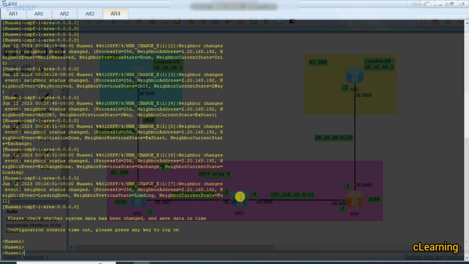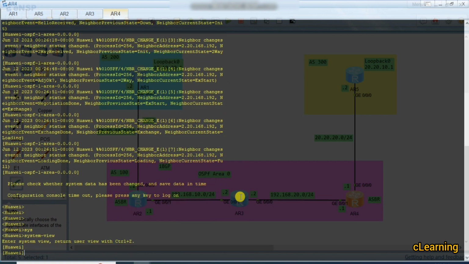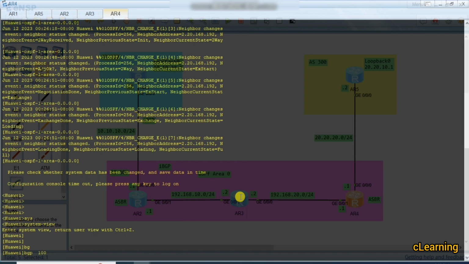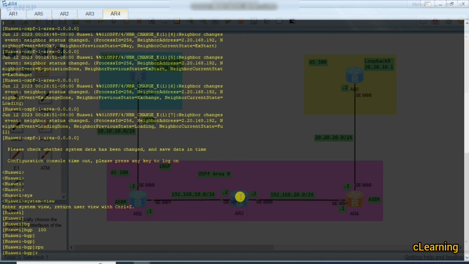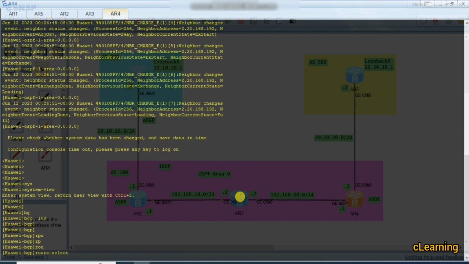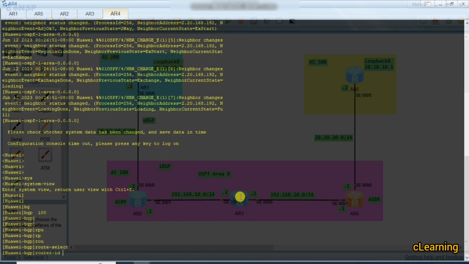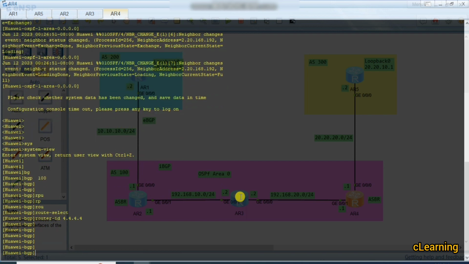So now we go in system view, BGP 100, and sorry, we didn't give the router ID here on the previous router as well. This router ID is 4.4.4.4. It's not important, but it's good practice to give the router ID. So now we are in BGP.